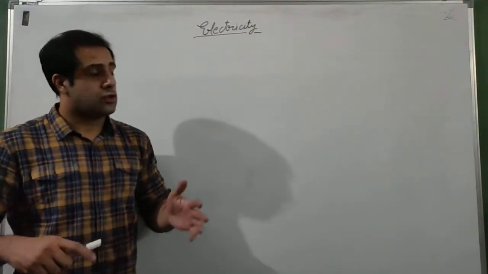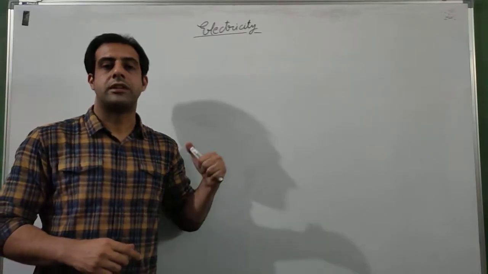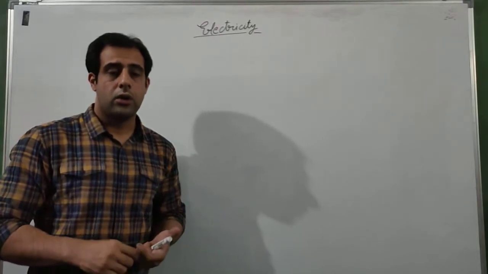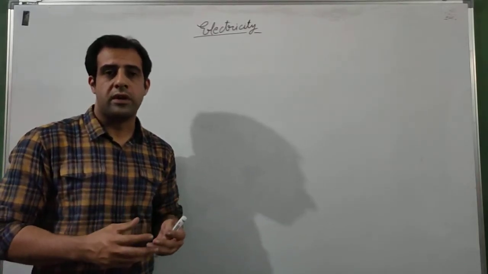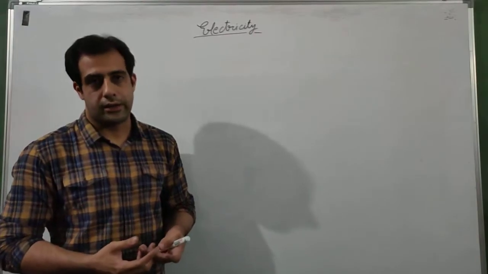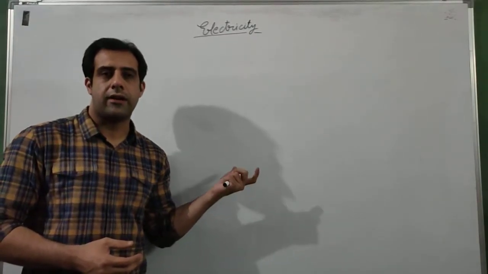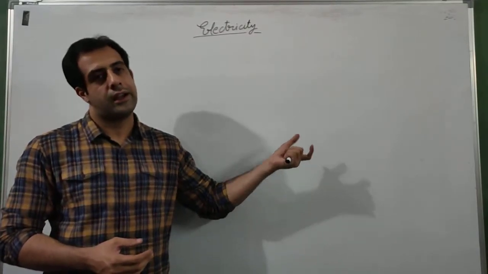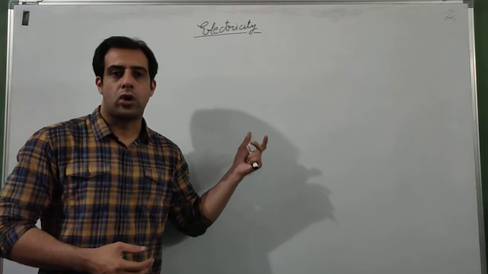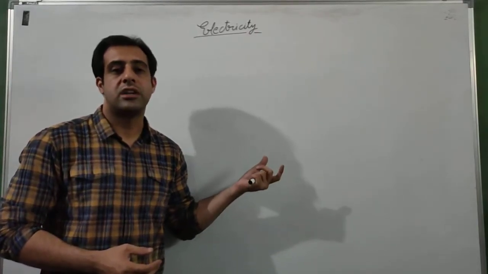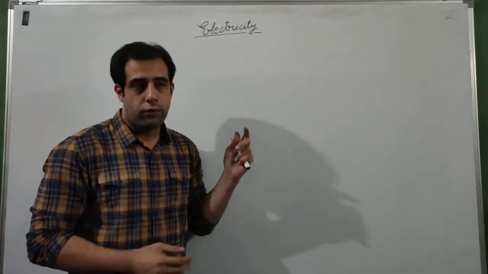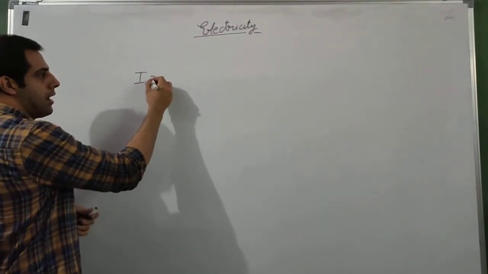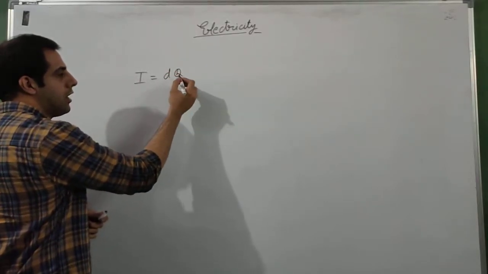Hello everyone. So in the last video, we studied a little bit about electricity. We studied what is the cause due to which electricity is produced in a conductor. We studied that there are free electrons that come out of the atom, and those free electrons travel on the conductor, and they are the ones who cause the current electricity to flow.